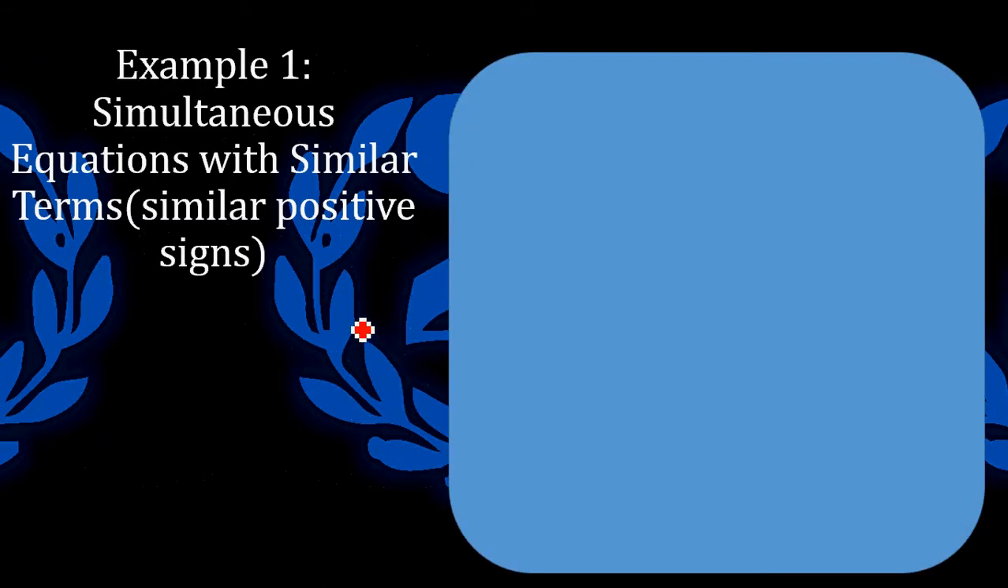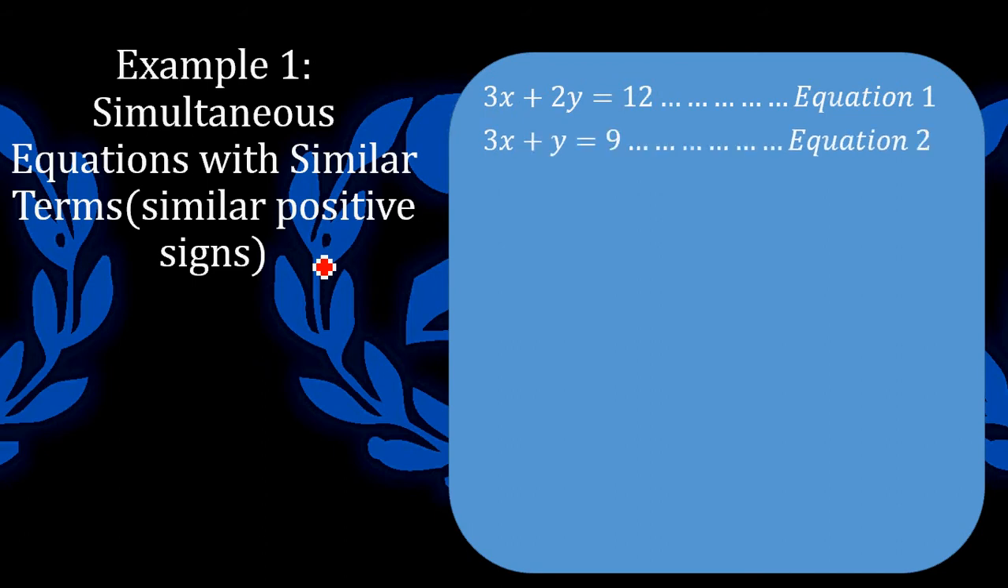The first one that we'll be looking at is similar positive signs. So I have two equations here, equation 1 and equation number 2, and you must label your equations so that you can actually make reference to it when you're doing your steps. For example, when I say subtracting equation 2 from equation 1, you know exactly what I'm doing.